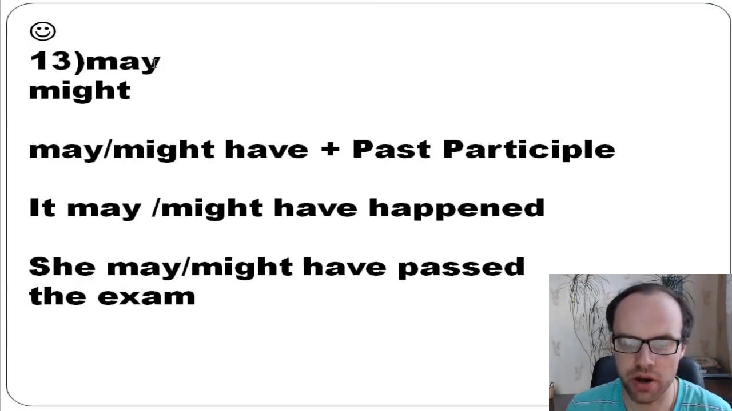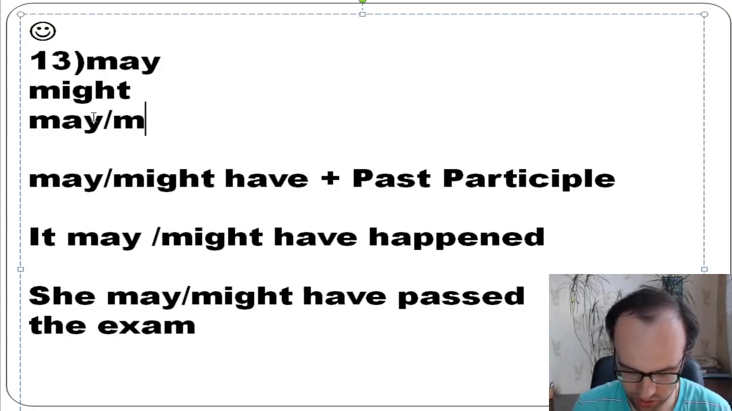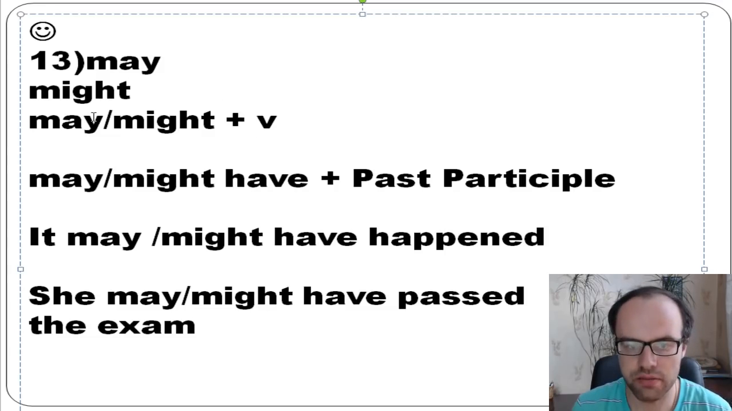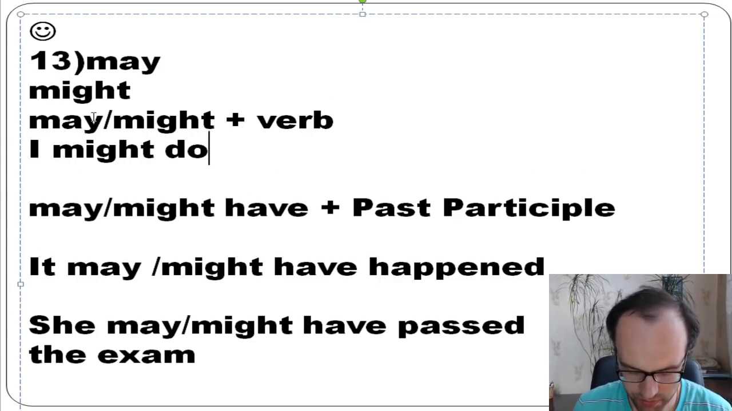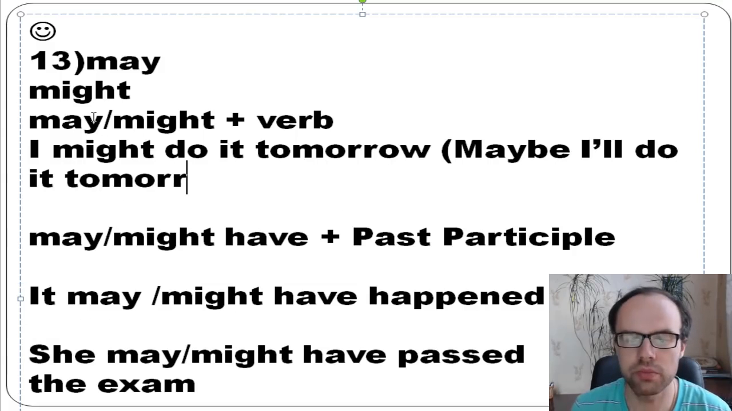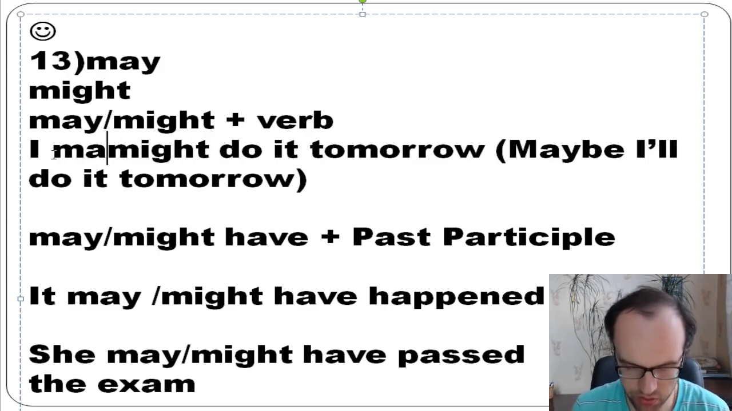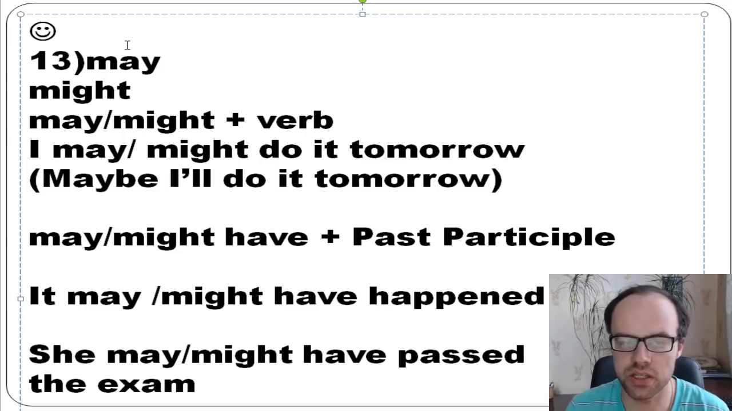Well, may and might, yeah? So you know that if you talk about the future, you can actually say may or might plus verb, yeah? I might do it tomorrow. It means that maybe I'll do it tomorrow. We say may or might, okay? Maybe I'll do it tomorrow. So, okay, it's about the future.